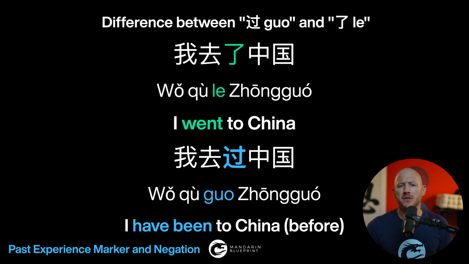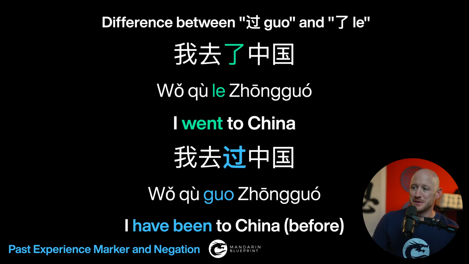So let me ask you something. 我去了中国. The person who said that, are they in China right now? Well, yes, because the action of going is completed. But the second person, 我去过中国, are they in China? Well, probably not, because that's a weird thing to say if you're in China. Like imagine you're standing in China and you're talking to a Chinese person and you're saying, I've been to China. It's like, no duh, we're here right now, right? So this illustrates well the difference between 了 and 过.